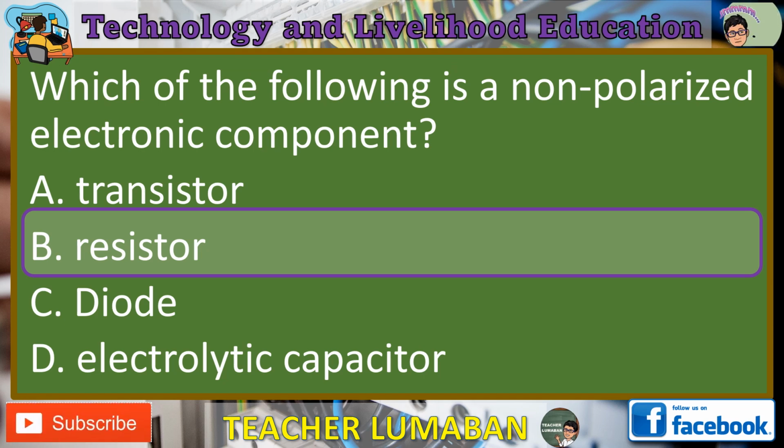A transistor is a polarized component because it has 3 terminals, emitter, base, and collector, and it requires proper orientation for correct operation.